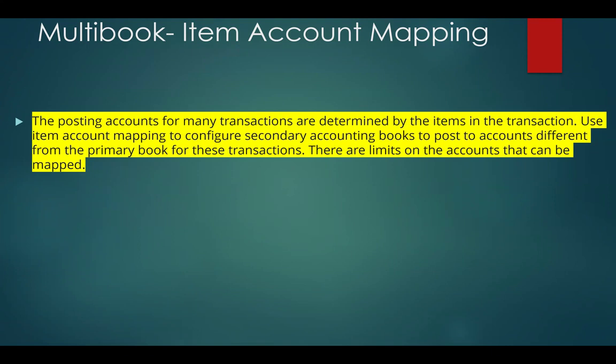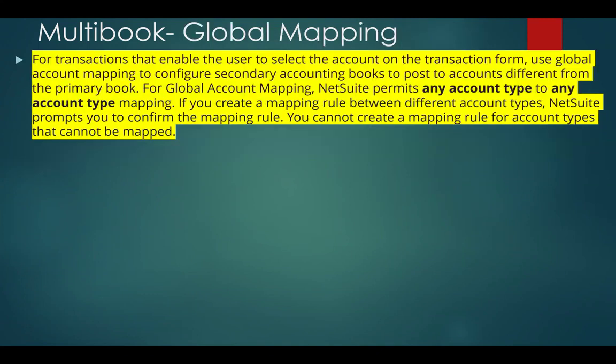There are limits on the accounts that can be mapped, and in the global mapping there is a limitation, but there is also freedom. You can map different account types with different accounts, and the system will give you a message if they are not compatible or if the account type is mismatched.